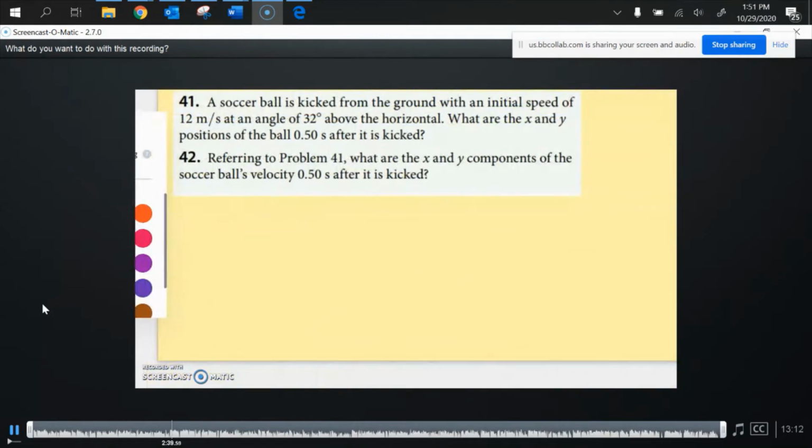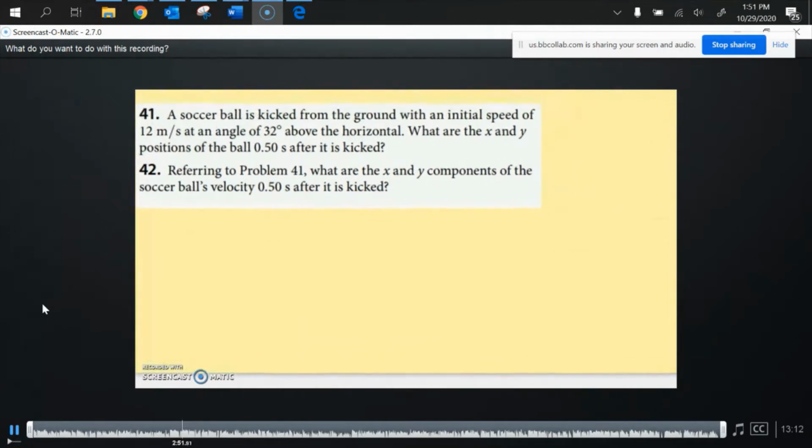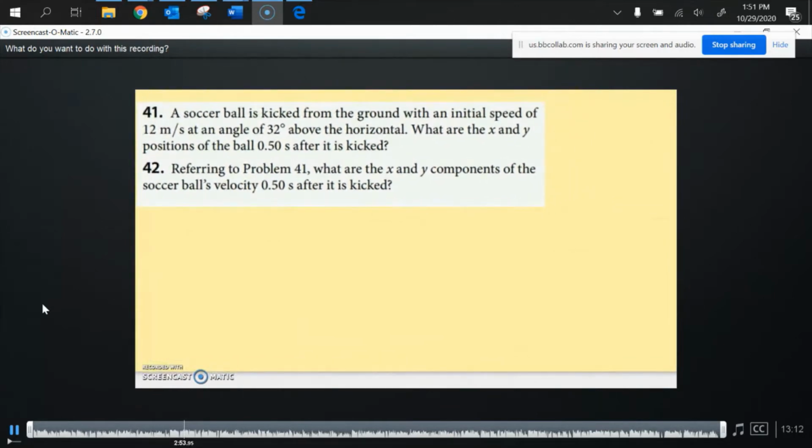Number 41 and 42 are about a soccer ball that's kicked from the ground with an angle. Now, this is going to be something that's a little bit different and a little bit harder than what we've done in class so far. If you take something and you kick it at an angle like that, now it doesn't have a 0 y velocity initially. It has something.